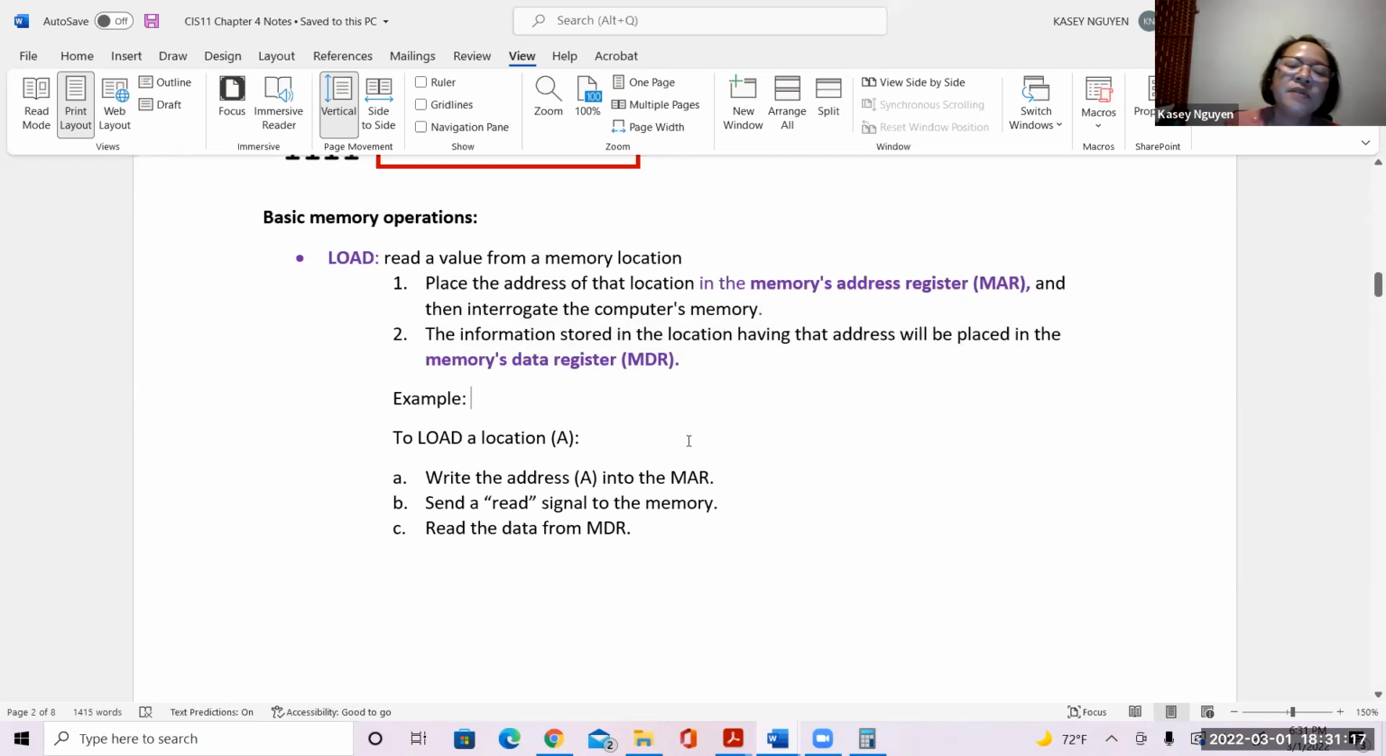So here it gives you an example. It says to load a location A, it's going to write the address of A to the MAR. So it's always going to use the MAR, right, for the address location. After that, it's going to send the read signal to the memory as it needs to interrogate the computer memory. Then it's going to read the data from the MDR. Okay, so the 4 that you initialize needs to be read from here.